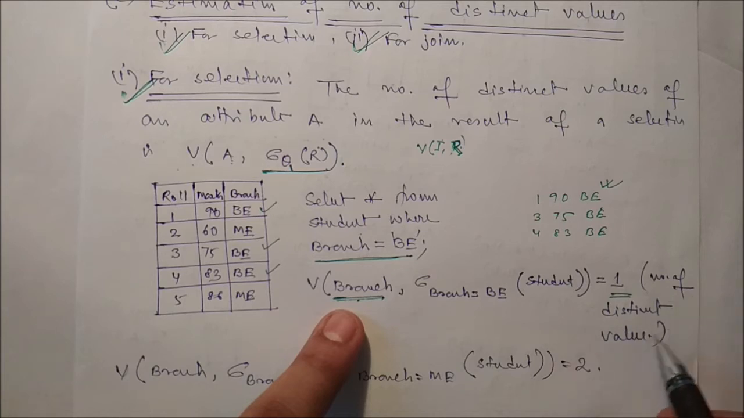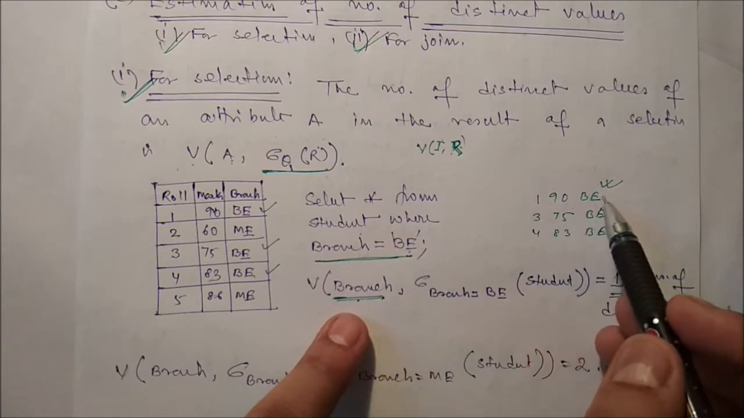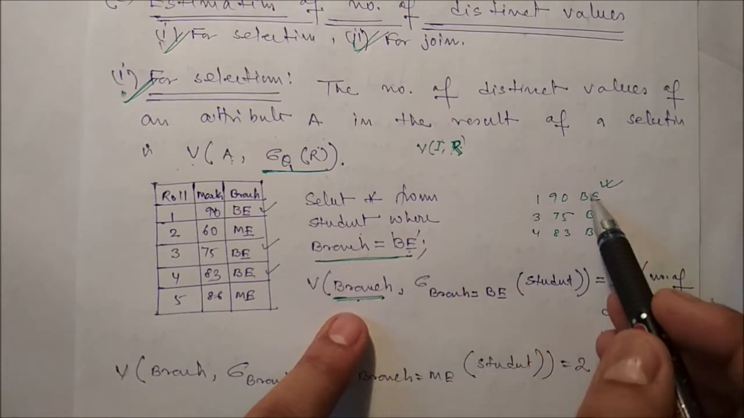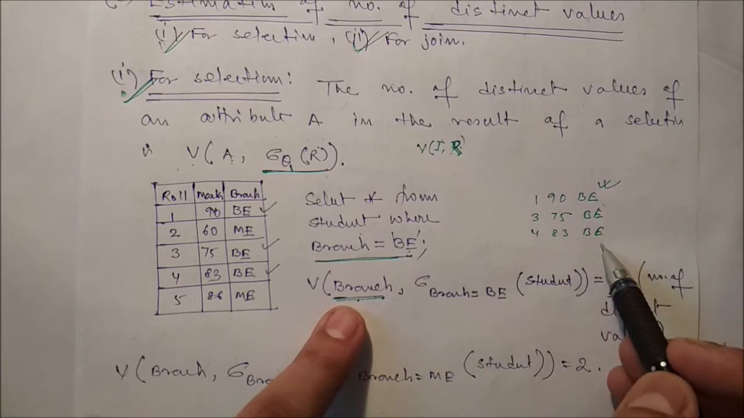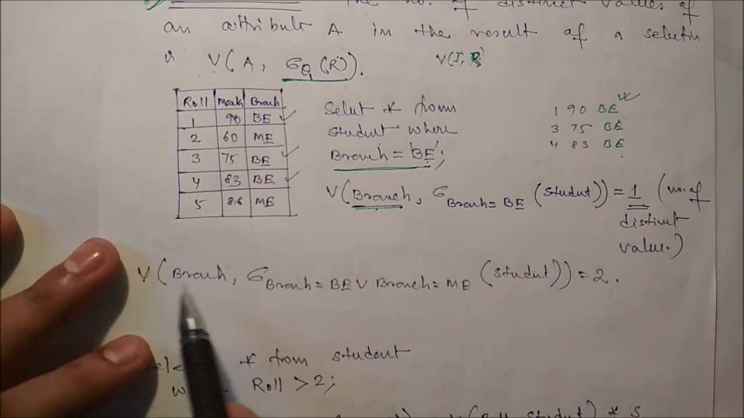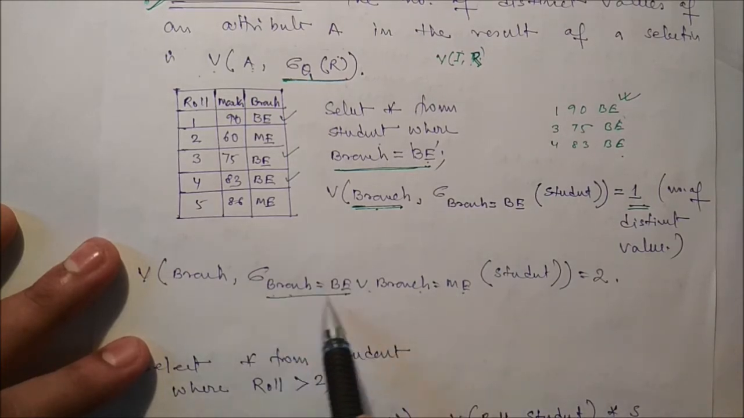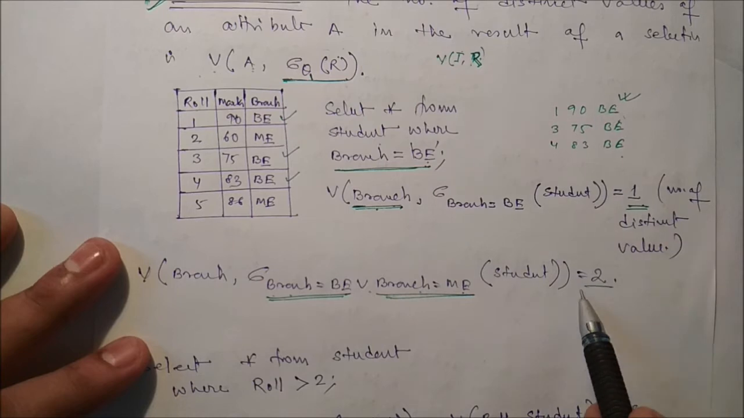The number of distinct values must be a single value, because we have selected only BE. One BE, all are BE. So how many distinct branches are there? A single branch. So the answer is 1. Similarly, if you write the selection branch is equal to BE or branch is equal to AME, 2 records it will return. So definitely the answer will be 2. It is obvious.